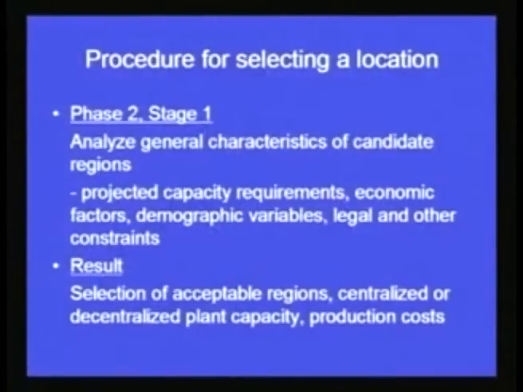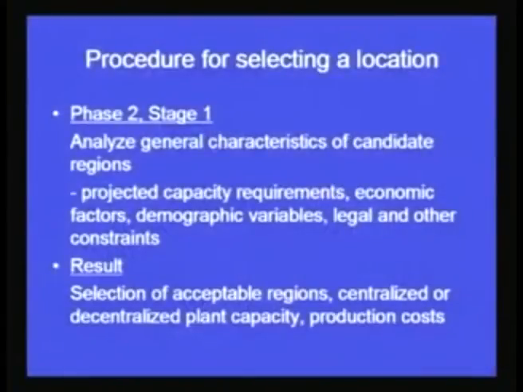So projected capacity requirements is one important thing. The second thing is the economic factors, that is, the profit and loss factors that we have to take into account. How much would be the distribution cost, how much would be the variable cost, how much would be the fixed cost; all those factors have to be taken into account. Then the demographic variables: the distribution of population, which type of population is staying in which type of areas, what kind of demand is being generated in the different demographic zones. All those things have to be taken into account. Then legal and other constraints also have to be taken into account.